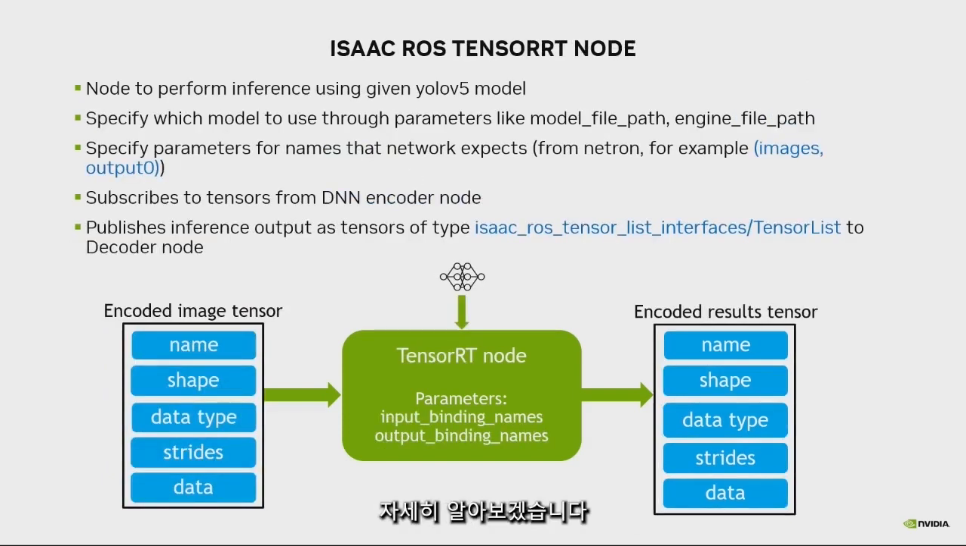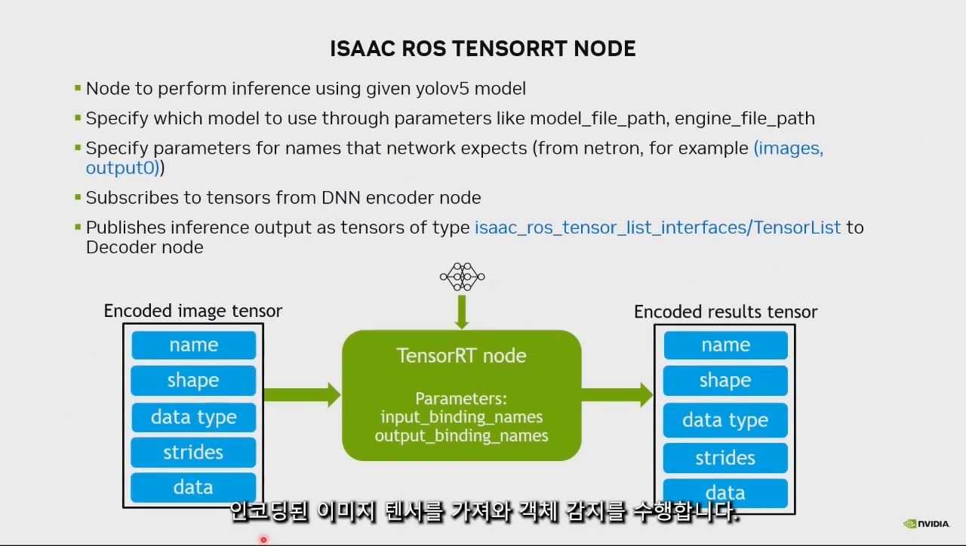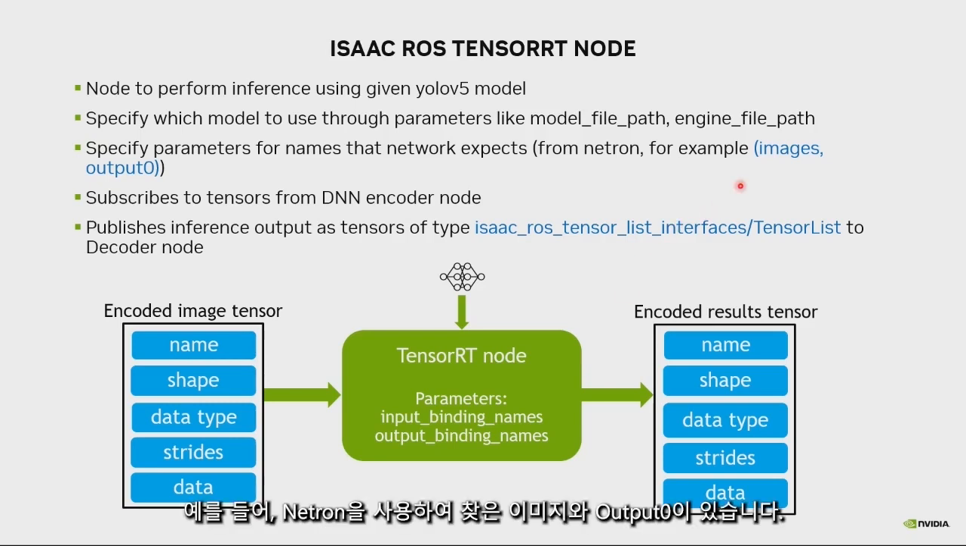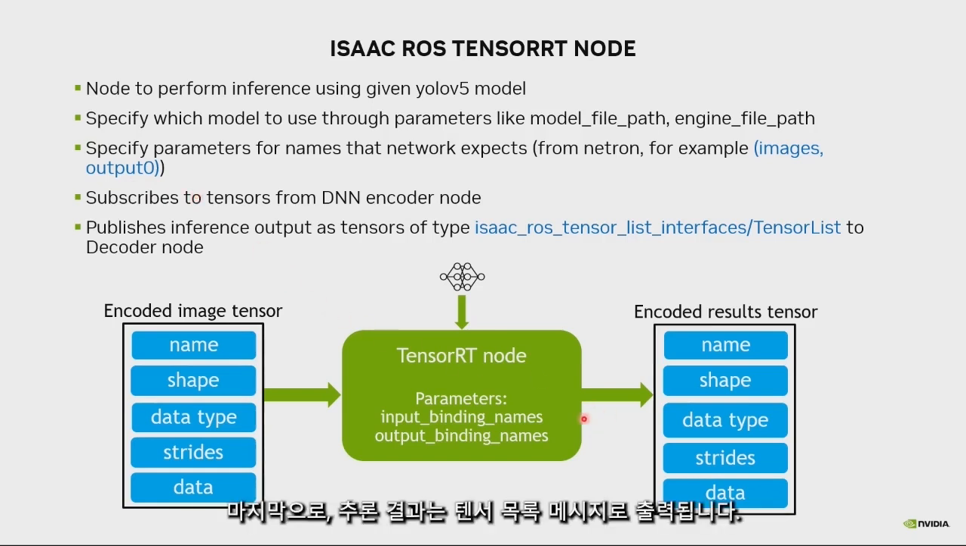Now let's deep dive into the next node in the pipeline, the Isaac ROS TensorRT node. This node takes in our model and the encoded image tensors from the encoder node and performs object detection. It can take the model either as a TensorRT engine file or an ONNX model directly, which it converts to a TensorRT engine file itself. The node takes some parameters like the input and output binding names to be used with the model. For example, images and output 0, which we found earlier using Netron. Finally, the inference results are output as a TensorList message.